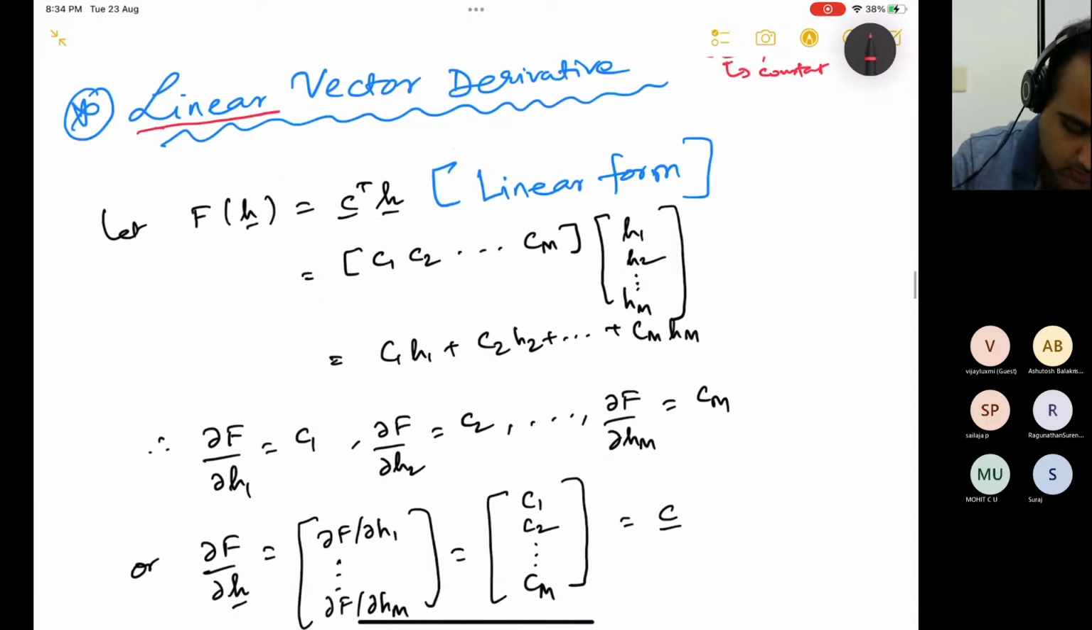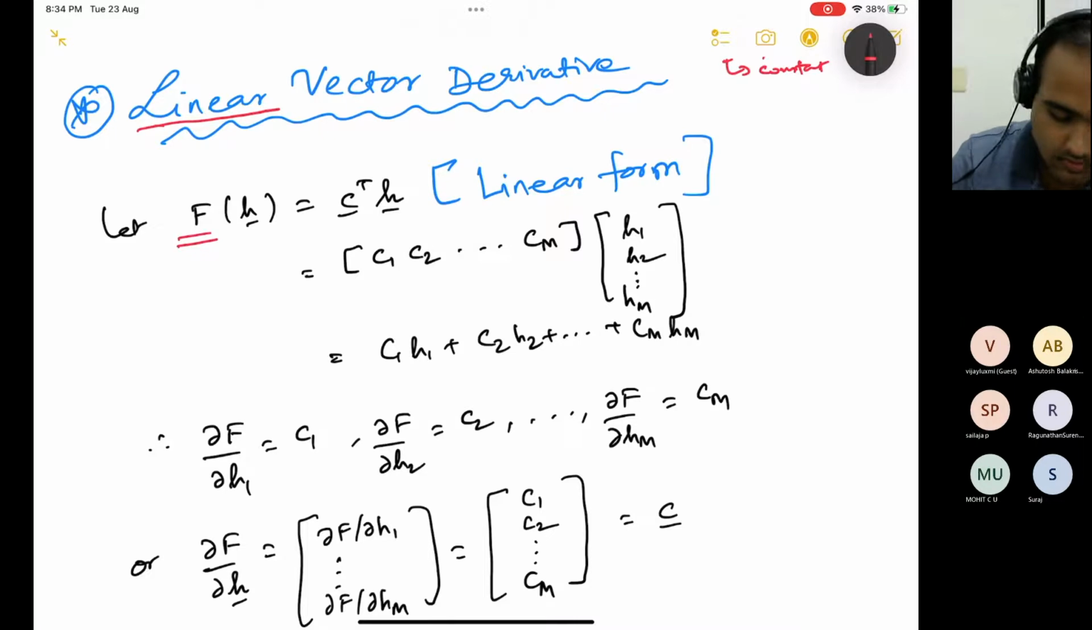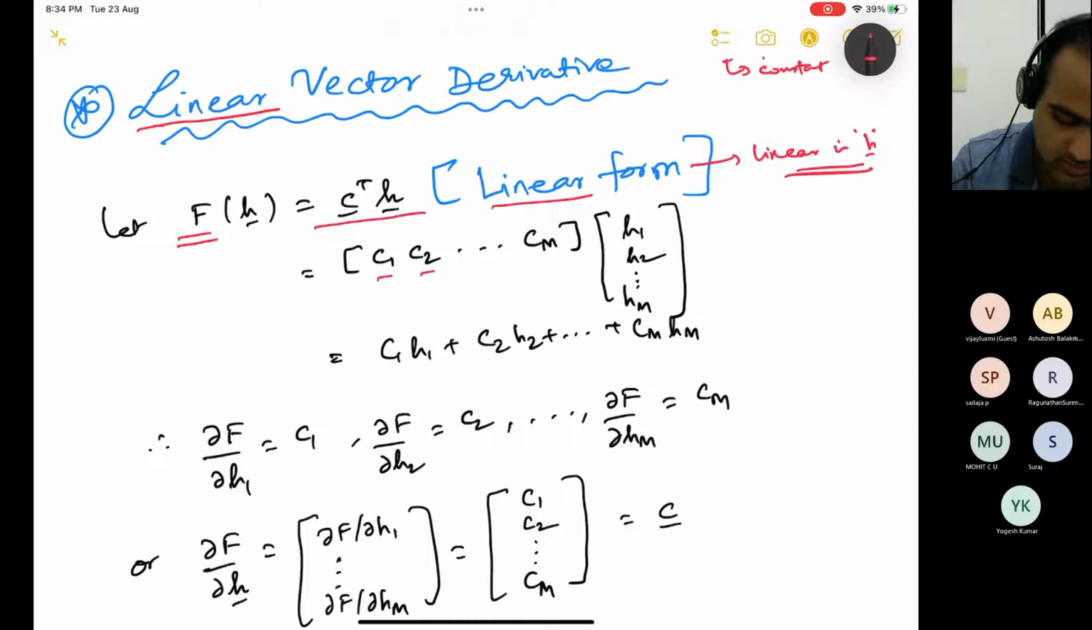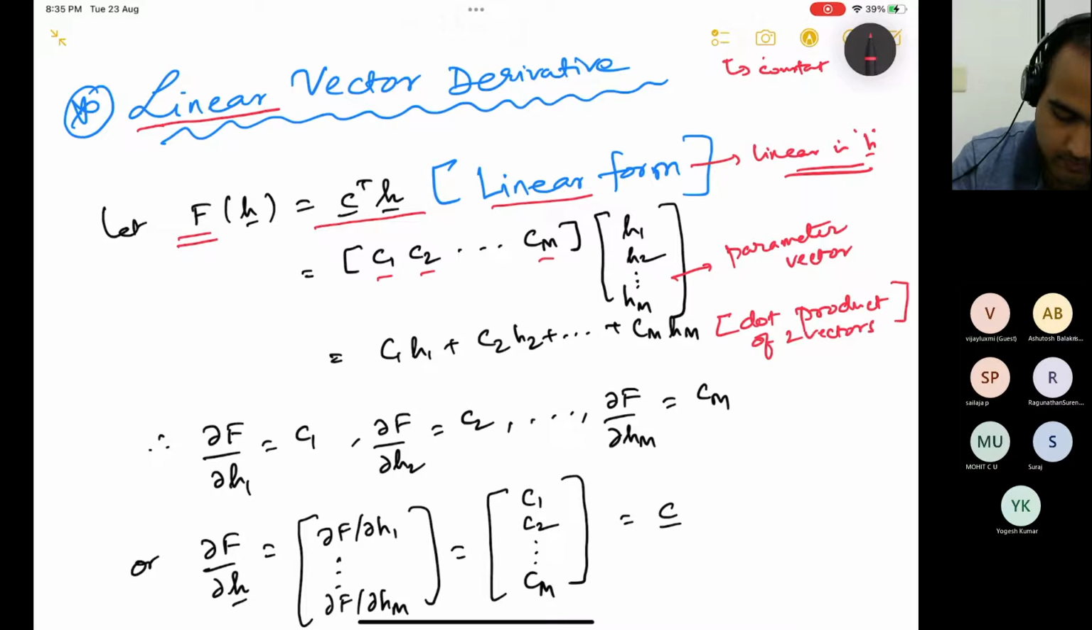Okay. So first we consider our function f of h to be in a linear form, say C transpose H, which is linear in H, right? Okay. So what is my C vector? So it is some constants C1, C2, so on up to Cm. And what is my H? It is my parameter vector, H1, H2, so on up to HM. And if you multiply them, this is the dot product of two vectors. Okay, so what you get is C1 H1 plus C2 H2, so on up to Cm HM.